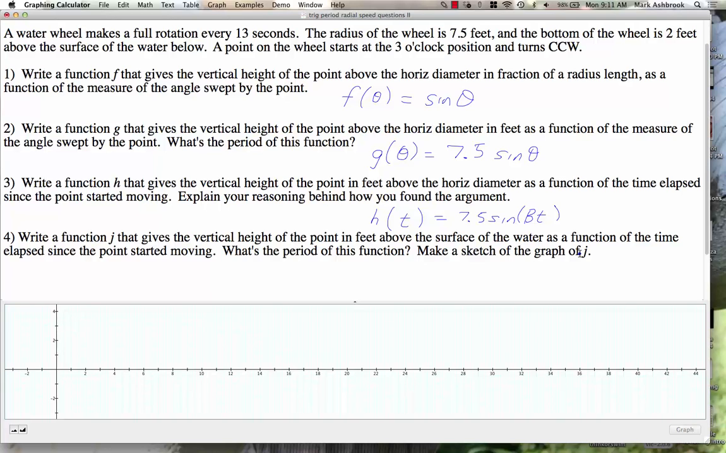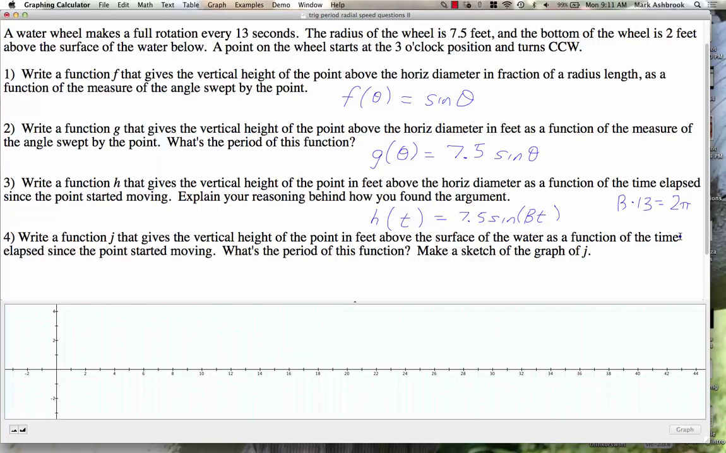And so b, we got to figure out what b is, okay? What is b? Well, if we want one full cycle, what would bt have to be? 2 pi. Okay? What time will we need to have elapsed to get an angle of 2 pi? This is telling you the period here, 13 seconds. So when t hits 13, we need that angle to hit 2 pi. So that's two ways of saying one full period or one rotation. 13 seconds is the same as 2 pi.